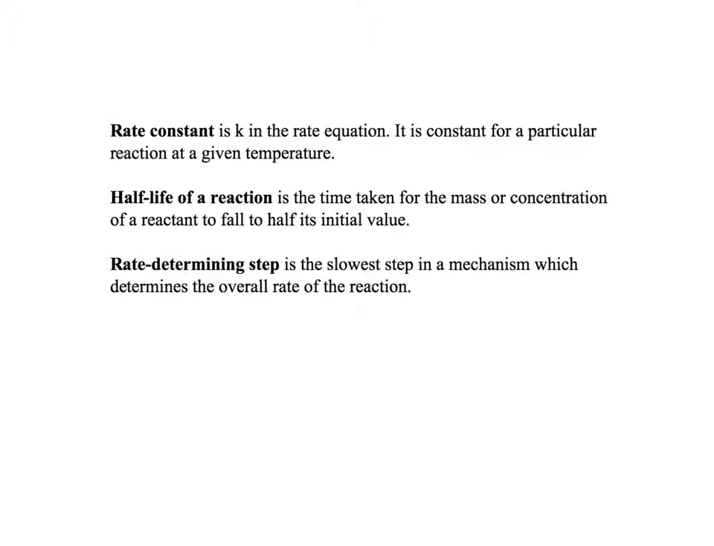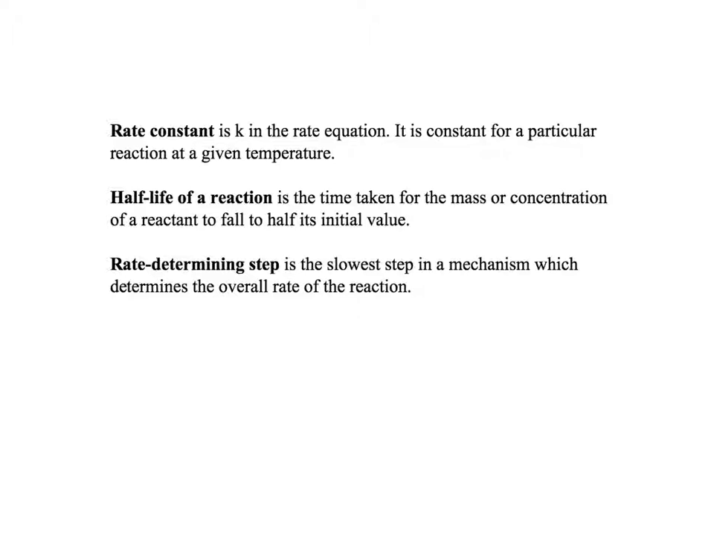So here are a few definitions that you should learn. The rate constant is that little k, lowercase k in the rate equation. It's a constant for a particular reaction at a given temperature, but it is highly dependent on temperature. The half-life, if you do physics, you would have come across before, but half-life of a reaction is the time taken for the mass or concentration of the reactant to fall to its half initial value. So let's say the concentration of HCl starts at 1 mole per decimeter cubed. The half-life would be the time taken for it to go to 0.5 moles per decimeter cubed.